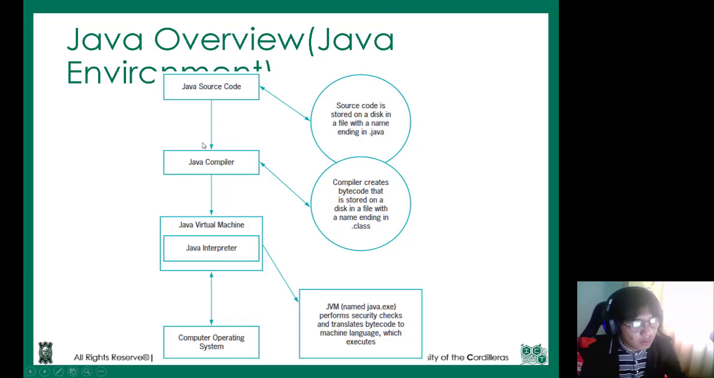So the Java compiler will now compile the source code and it will be sent to what we call the Java Virtual Machine, the JVM. And the Java interpreter will now interpret the compiled source code and send it out to the computer operating system, in which you will eventually see your output.